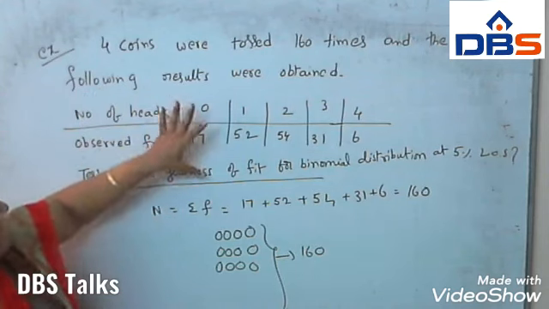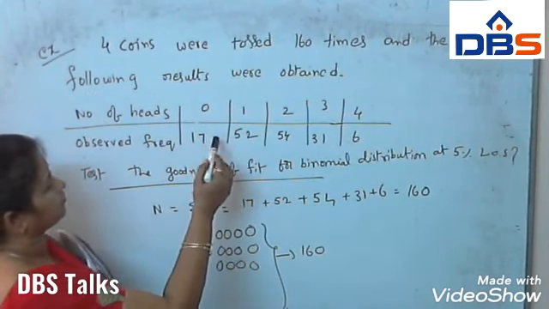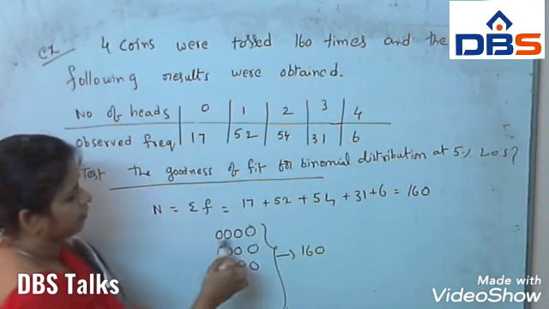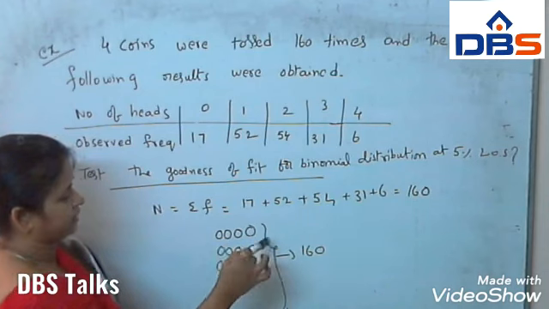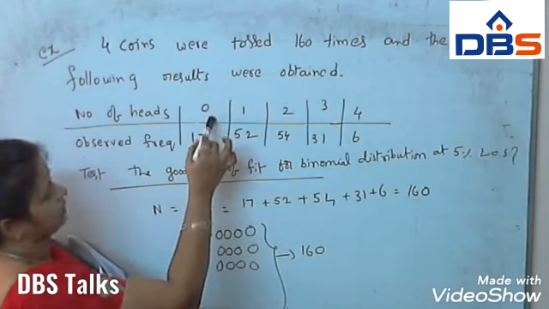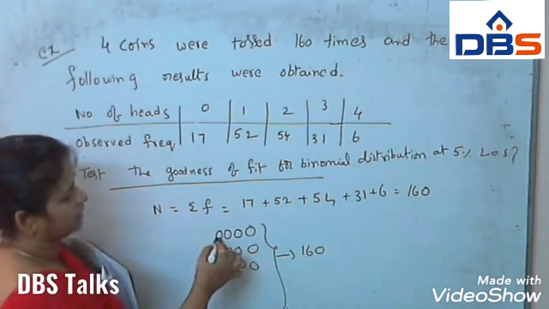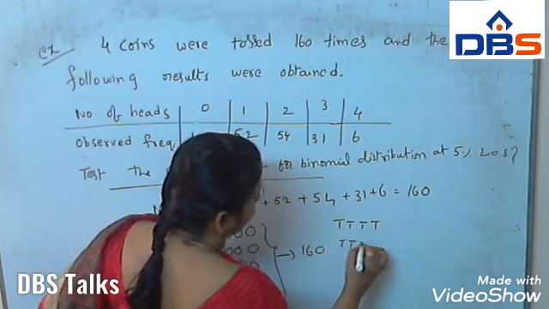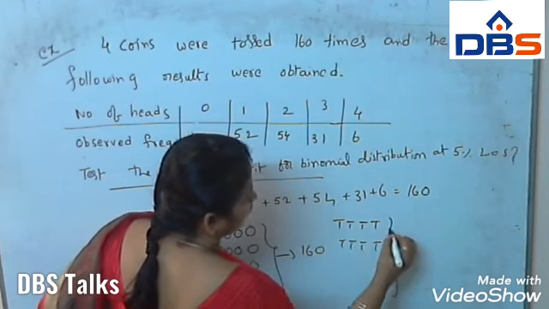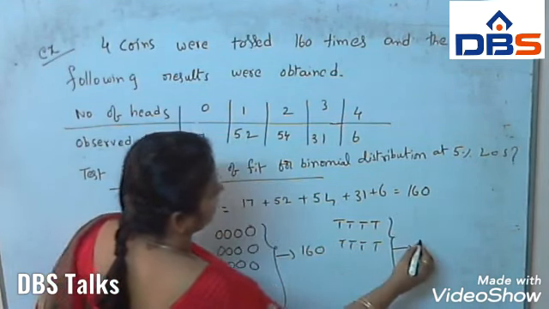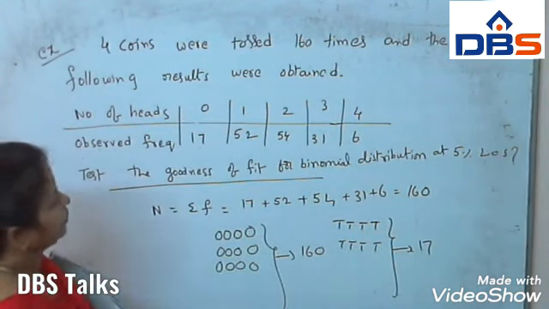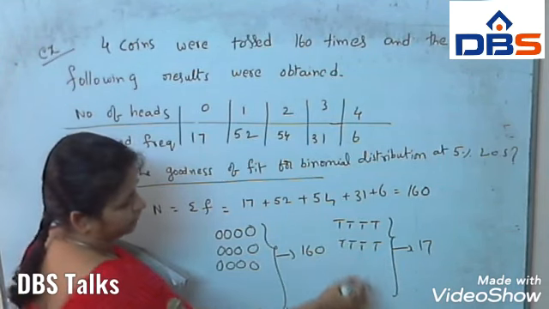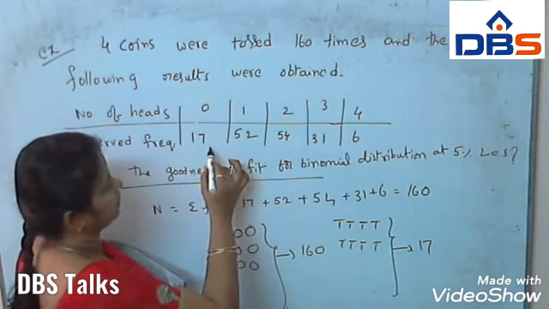Now the given information is number of heads. 0 heads means no head. That means all the cases are tails. All the coins are tails, like this. We got this 17 times. So 0 heads means all tails, and we got it 17 times.